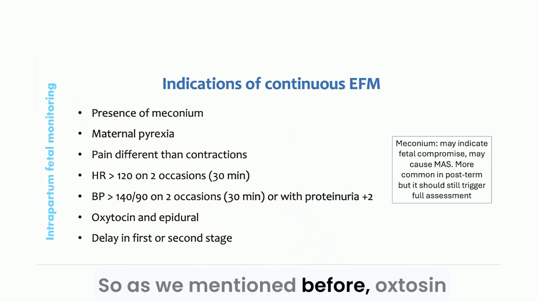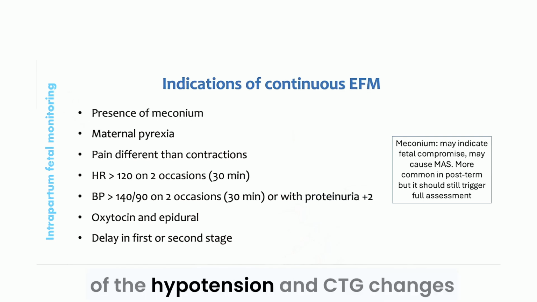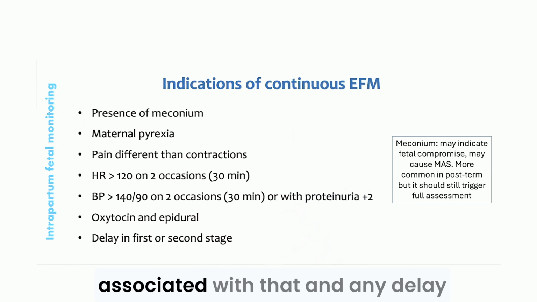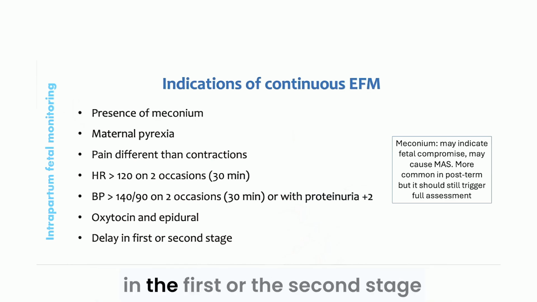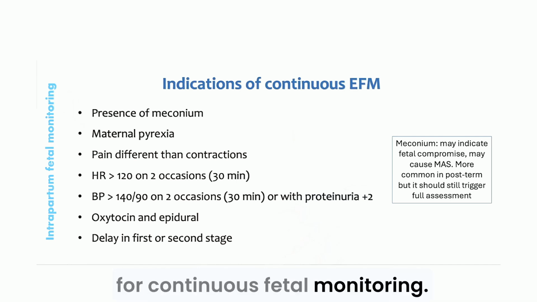So as we mentioned before, oxytocin administration is an indication, epidural use because of the hypotension and CTG changes associated with that. And any delay in the first or the second stage of labor are indications for continuous fetal monitoring.